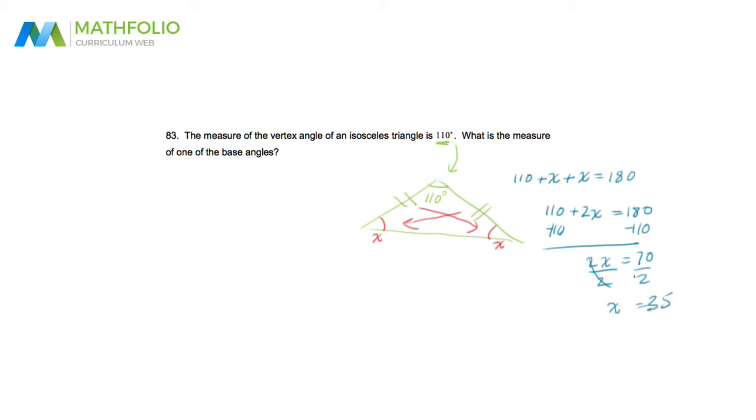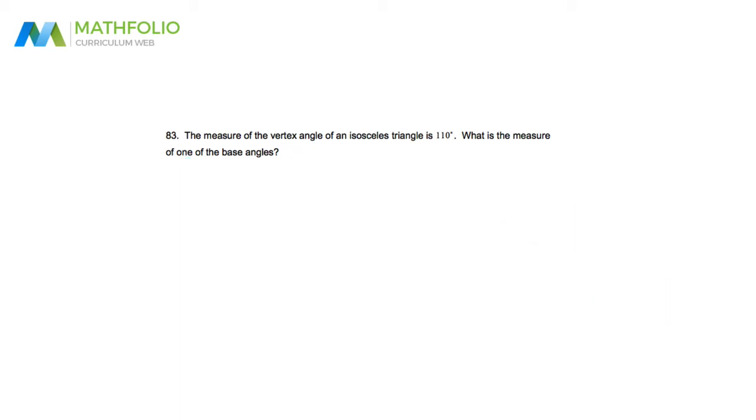So in both of these cases, I can put the degree sign back. I know that x is in fact 35 degrees in both places. So what is the measure of one of these base angles? 35 degrees. And the other one is also 35 degrees.